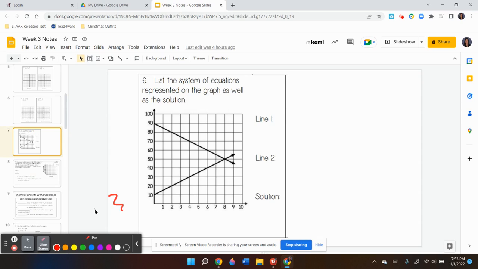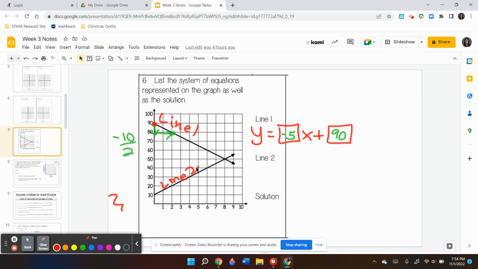Problem number 6. List the system of equations represented on the graph as well as the solution. So looking at this, we have two lines. We're going to start with this first one, and we're going to call this one line 1. We have to first find our slope and y-intercept in order to get the equation of that line. So starting with the y-intercept, you'll notice it hits the y-axis at 90. So that means it's going to be plus 90. We also have to find our slope, and notice it's going down 10 and then across 2. So negative 10 over 2, that means negative 5x plus 90.